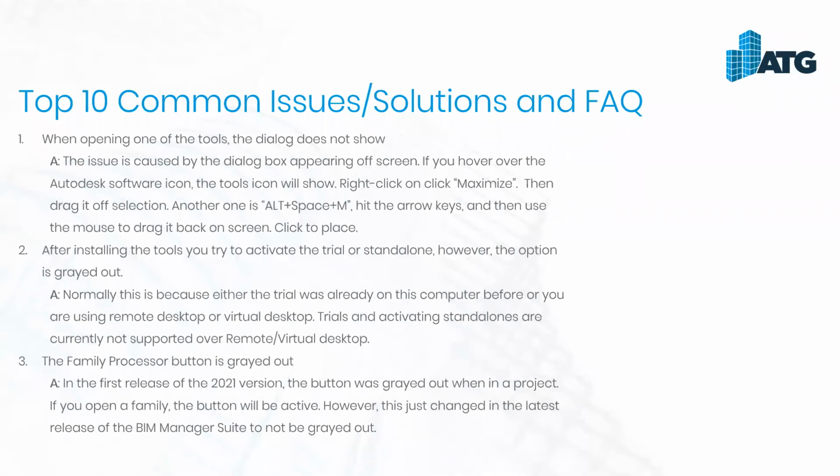It could have been an older version, then you upgraded to a newer version. However, in that version of Revit or that version of the tools, if it's already been run, it won't be available. The other one is if you are using remote desktop, this does not let you activate a trial or standalone over that remote desktop because it's not supported by CTC. So they do recommend that you be on the computer itself to activate it.